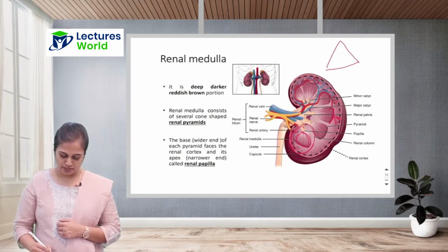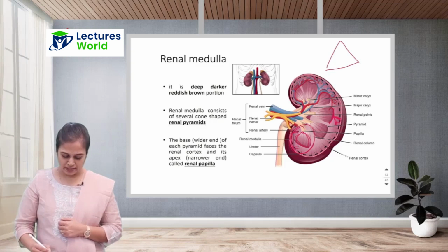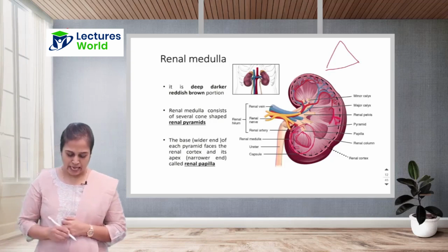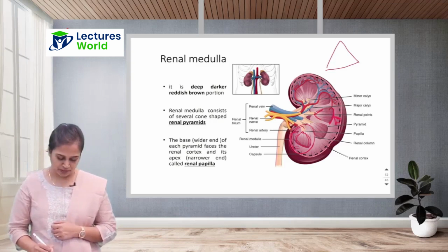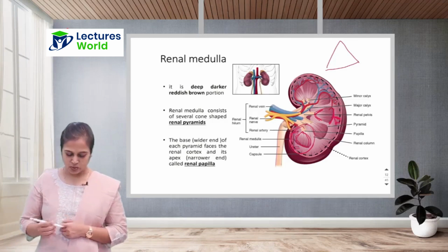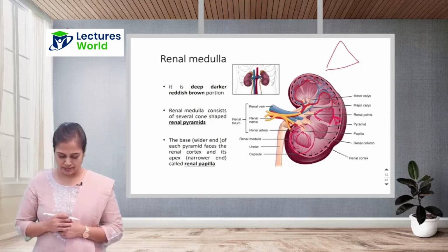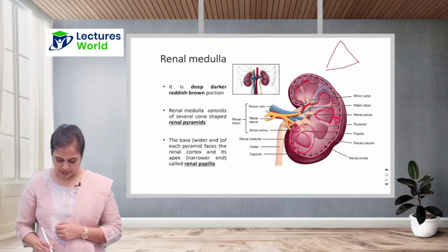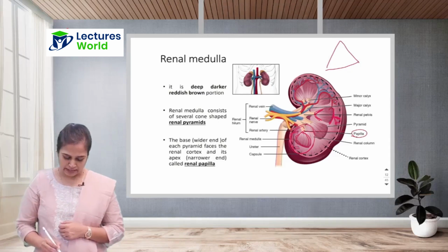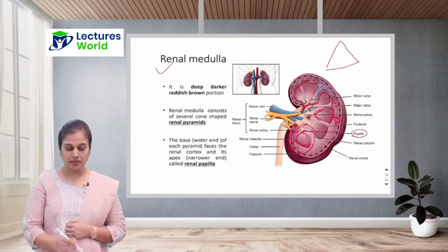This portion is the cortex, right? So this faces the cortex, and it is the wider part called the base. And this is the apex, the narrower portion, called the renal papilla. You can see in the image, this is the renal papilla. This is the base, the wider one, and this is the narrow one called the papilla, and this is called the renal medulla.